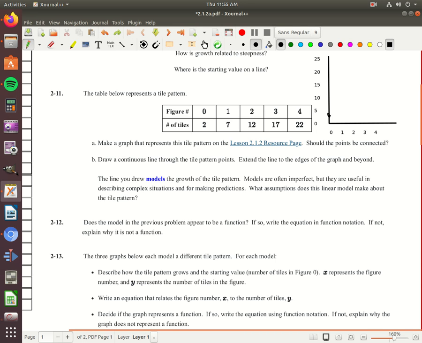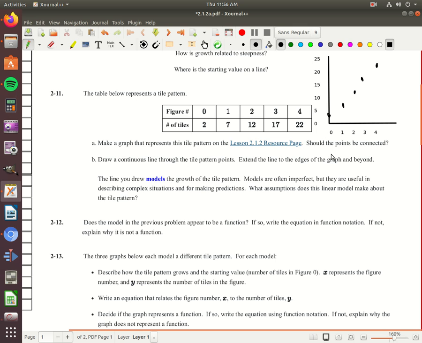So (0, 2) is going to be somewhere around right there. (1, 7) is going to be somewhere around right there. (2, 12), (3, 17), and (4, 22). That one's not in the best spot, but I don't know why I care. Okay, something like that. It should be more linear, obviously. Maybe I should have used the resource page.